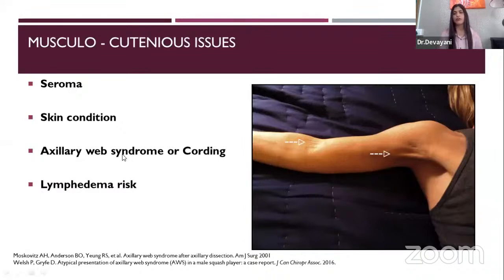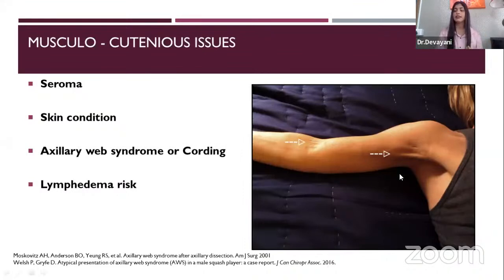Axillary web syndrome, or cording. This is in this photo, as you can see. There is a tight band sort of thing. If you can see in the axilla as well as near the elbow, there are three bands. These usually are mistaken by the therapist with tendon or muscle tightness. These are not muscle tightness.